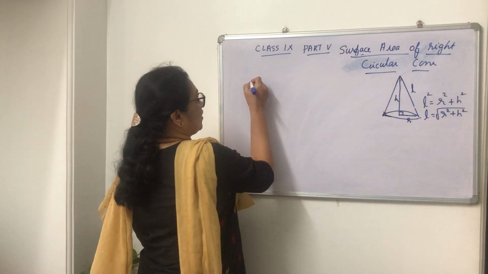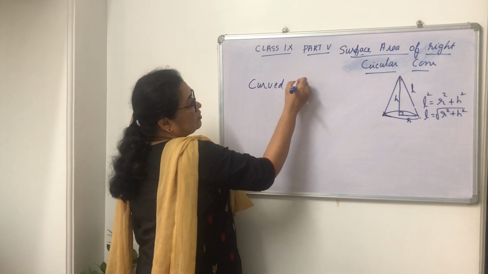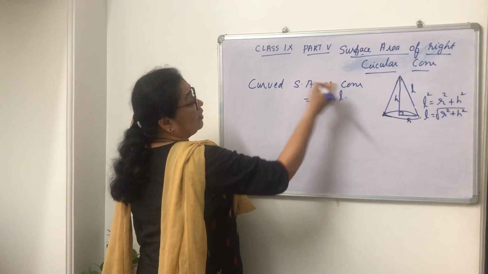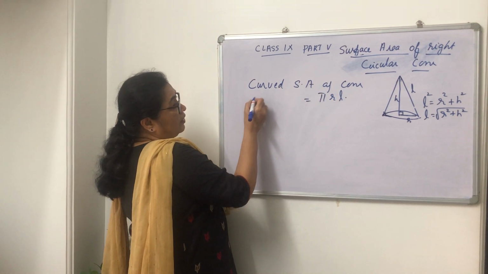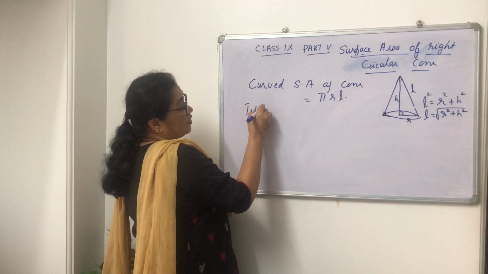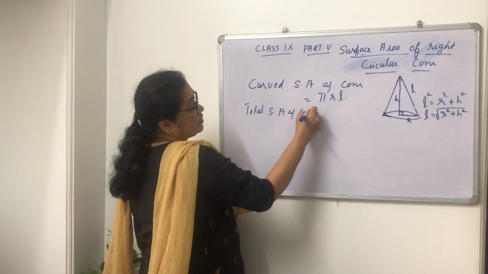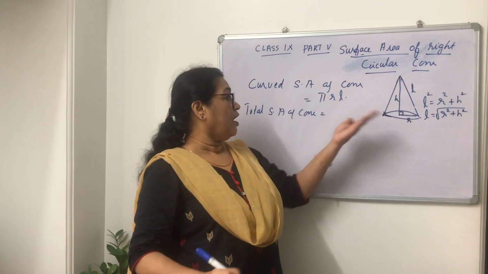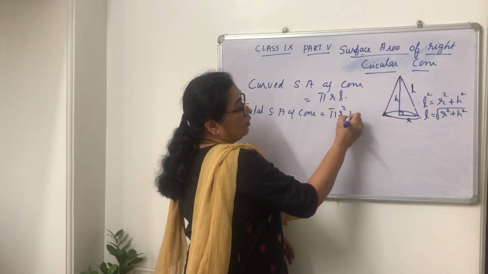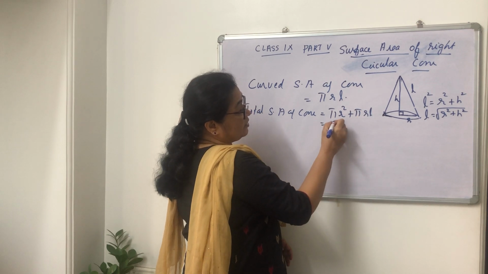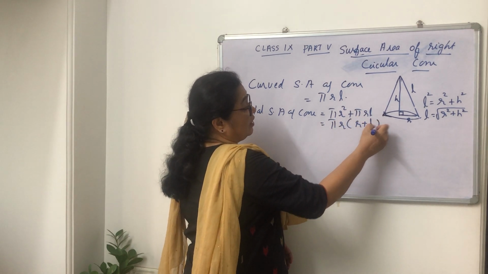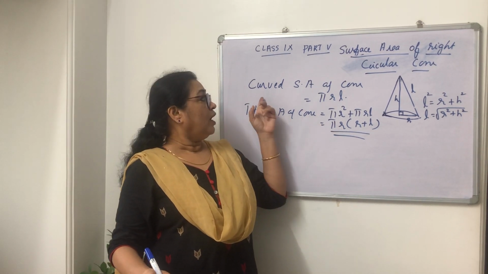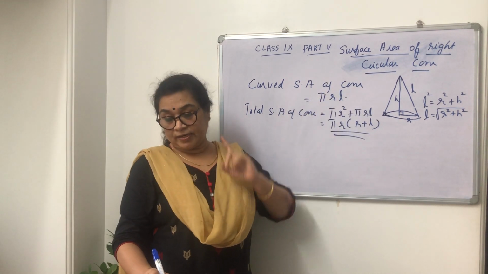The curved surface area of a right circular cone, the formula is pi RL. The total surface area of the cone is this curved surface area pi RL, and you have to add the base area. Base area is pi R squared. Pi R squared plus pi RL, that is pi R into R plus L. So pi R into R plus L is the total surface area of the cone, and the curved surface area of the cone is pi RL.